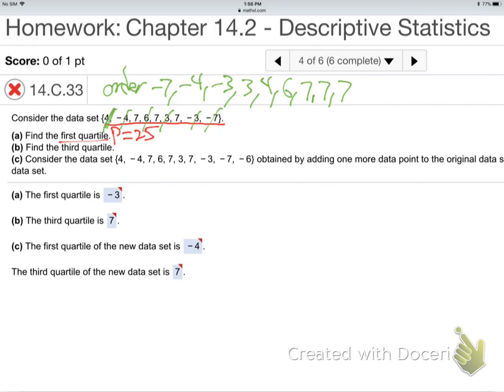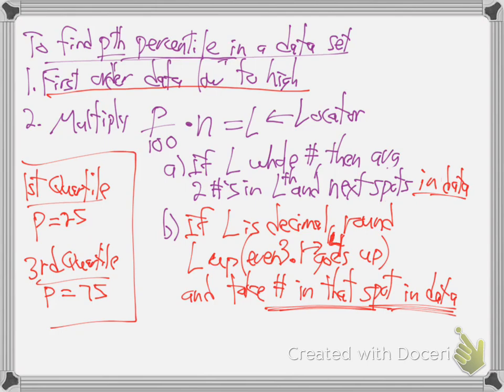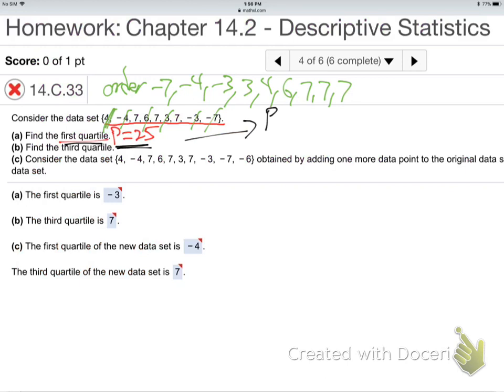Now, there they are in order. Now, how do you find the P25? P25, which is first quartile, into the first quarter, 25% of the way through the football game. You take P over 100 times N. What is N? What's N in all these formulas? N is total number of numbers. N is always how many numbers are in your data set. So how many numbers are in this data set?